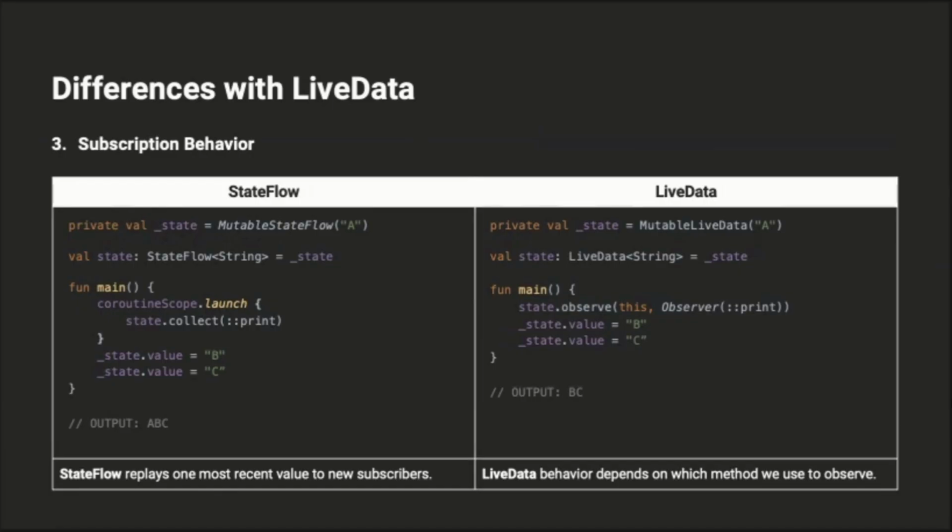observe data changes. If we use .observe, then we will lose the initial state because the observer will only receive events if the lifecycle owner is in started or resumed state. As a result, we will only get B and C as the output.